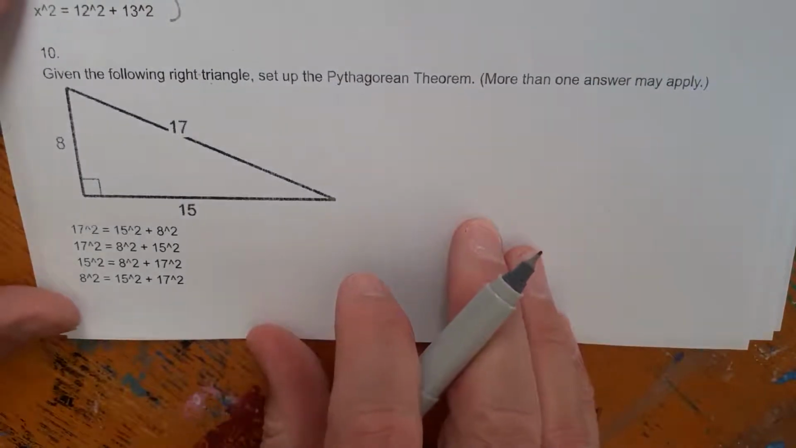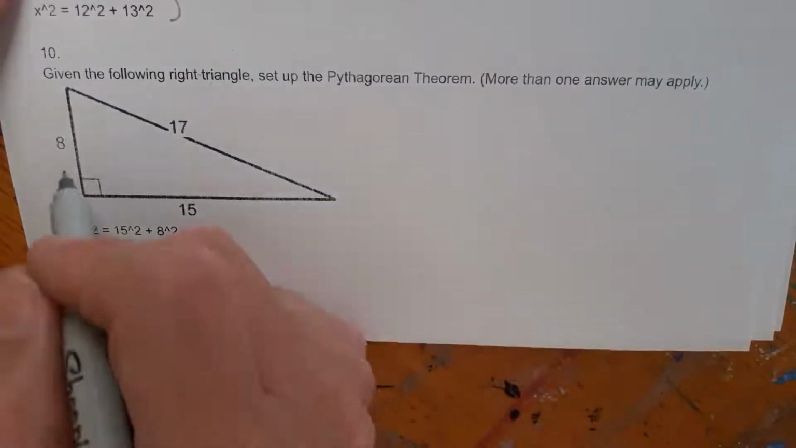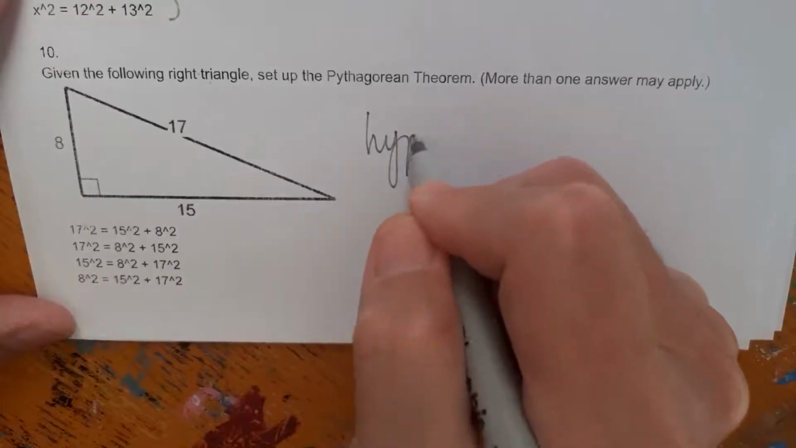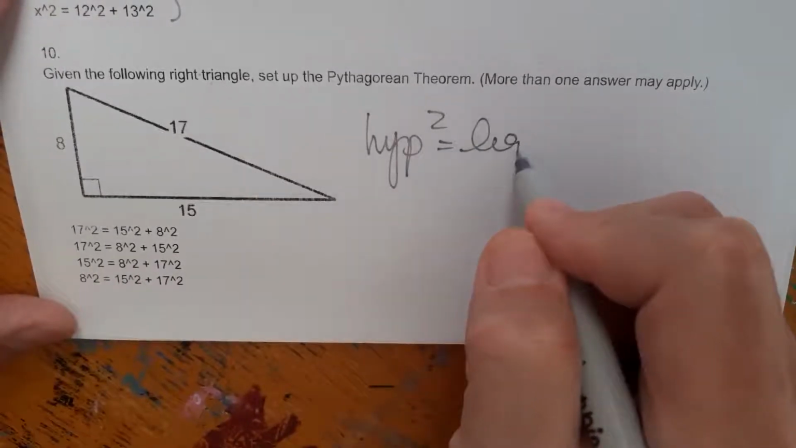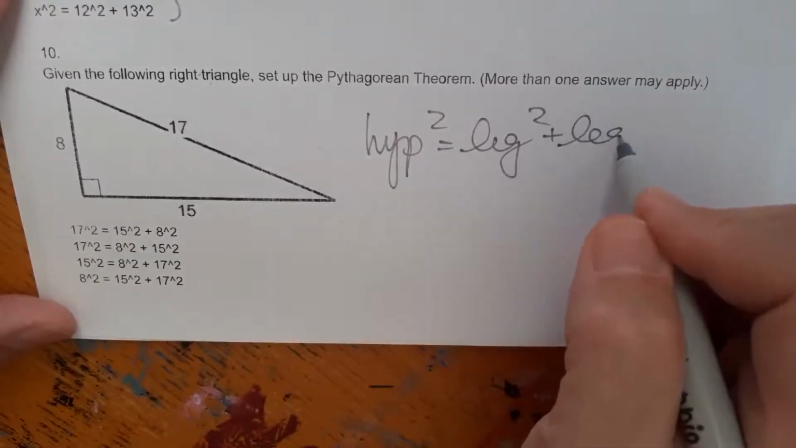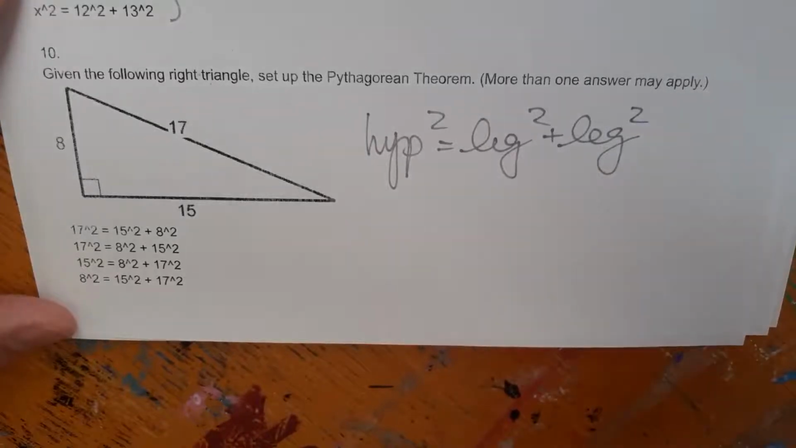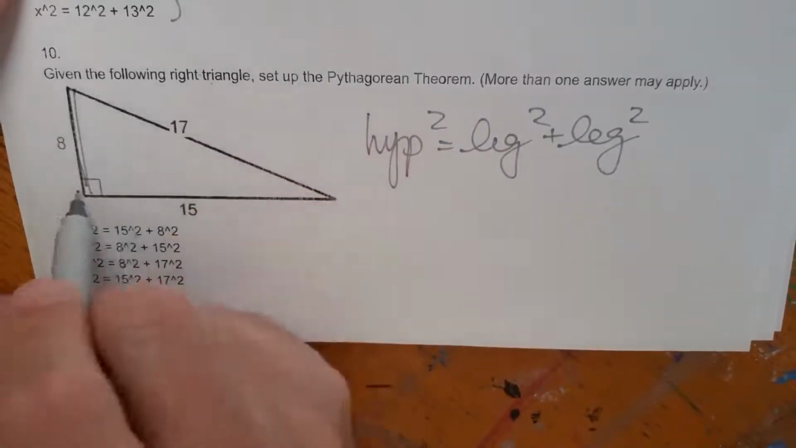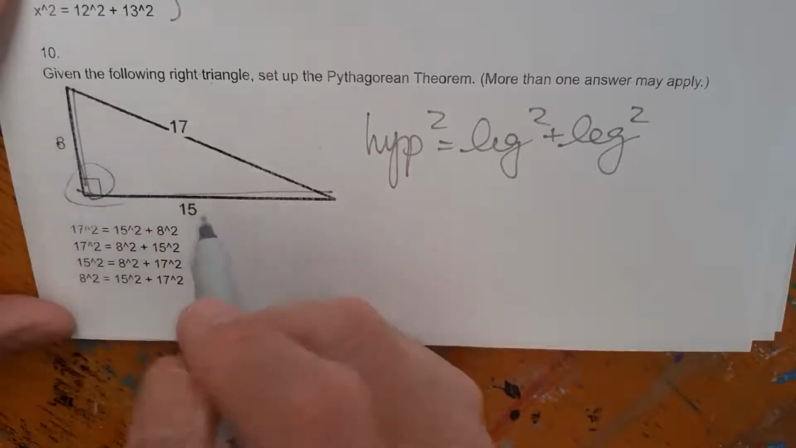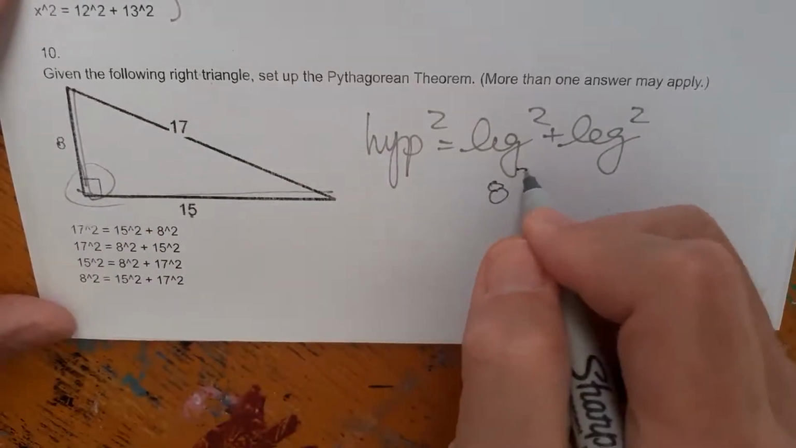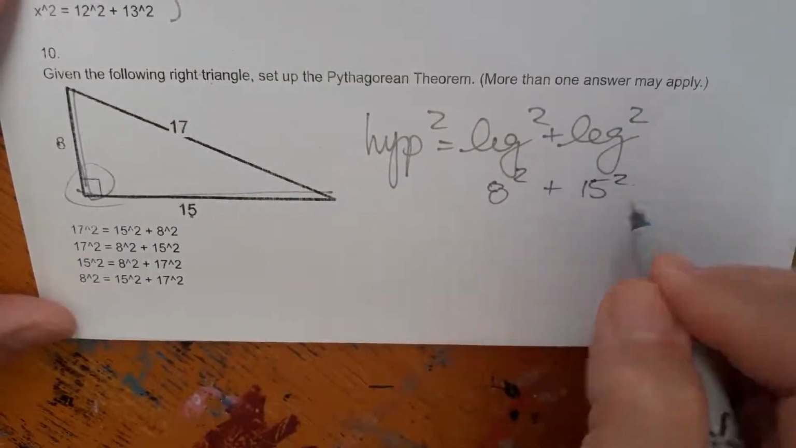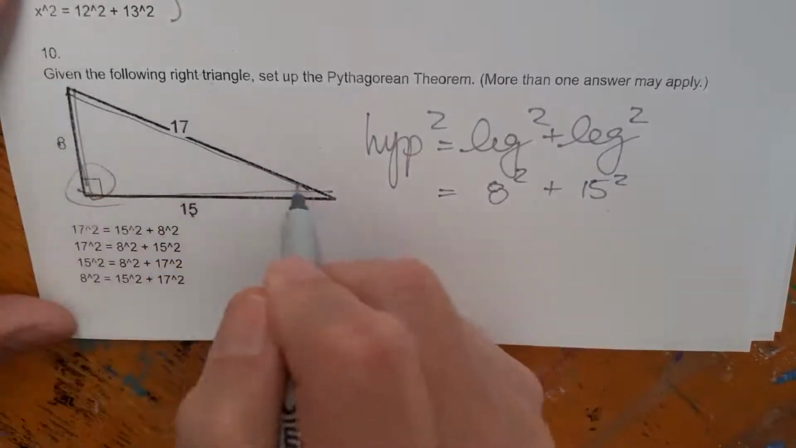Sometimes I get ahead of myself. It's all right, just back up and fix it. Let's look at this one. All right, hypotenuse squared equals leg squared plus leg squared. So here are the two legs. They're attached to the 90. You've got 8 and 15. So we have an 8 squared plus a 15 squared. And we have up here a 17 squared.